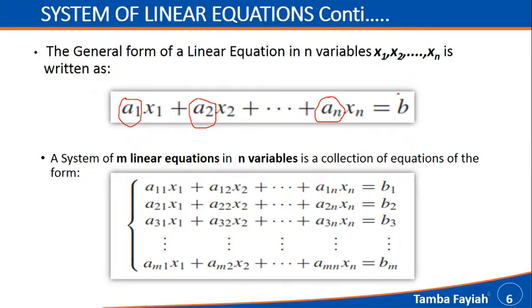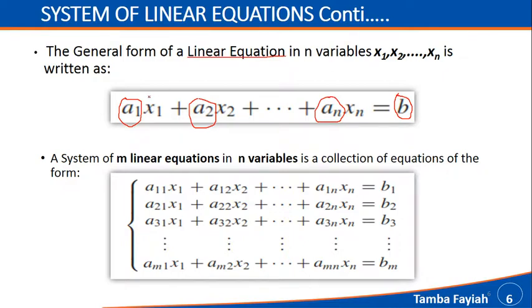Then we have this particular b, which in some equations you will see across here, so it could be minus b, which is equal to 0. This value, we call it the constant term. So this particular equation here is a linear equation. We're calling it a linear equation because it is only one equation.